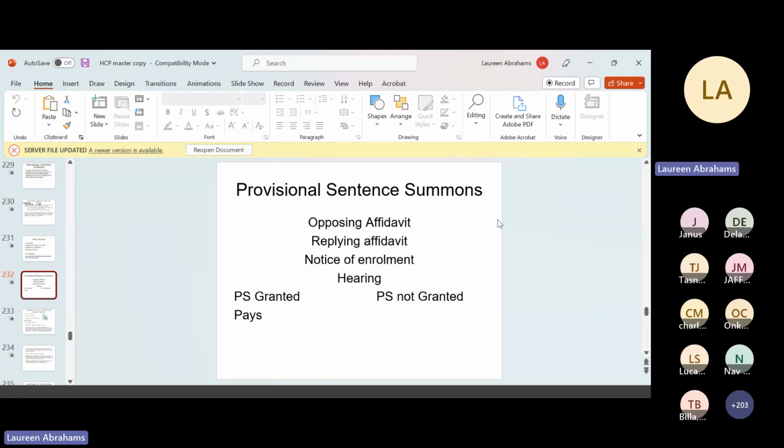So if provisional sentence is granted, then the defendant must pay. If provisional sentence is not granted, then the defendant can participate in the case. Then they will go on in the normal way. There will then be a plea filed, a replication. They will have discovery. They will prepare for a normal trial, right?